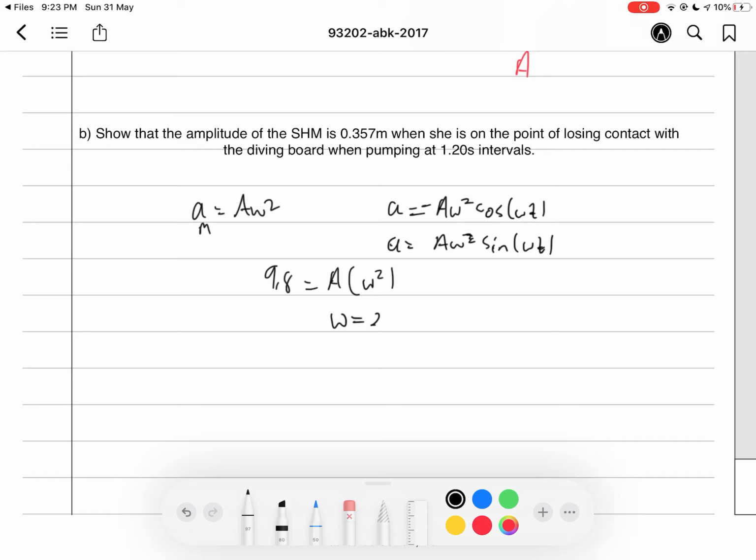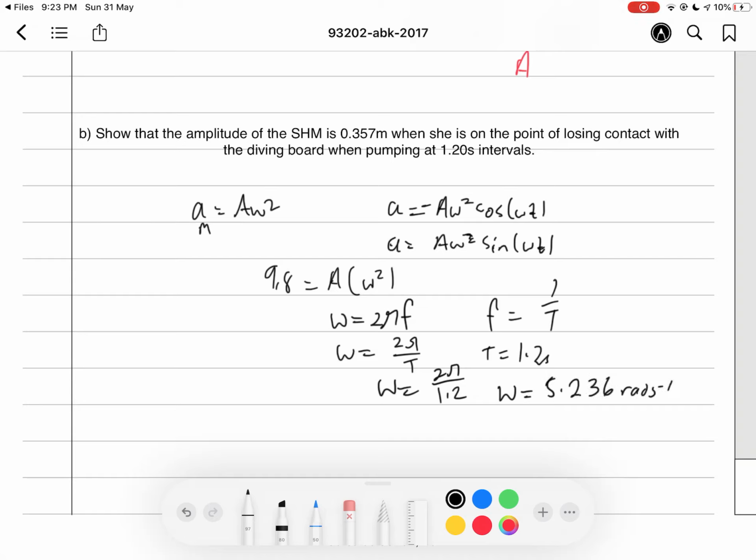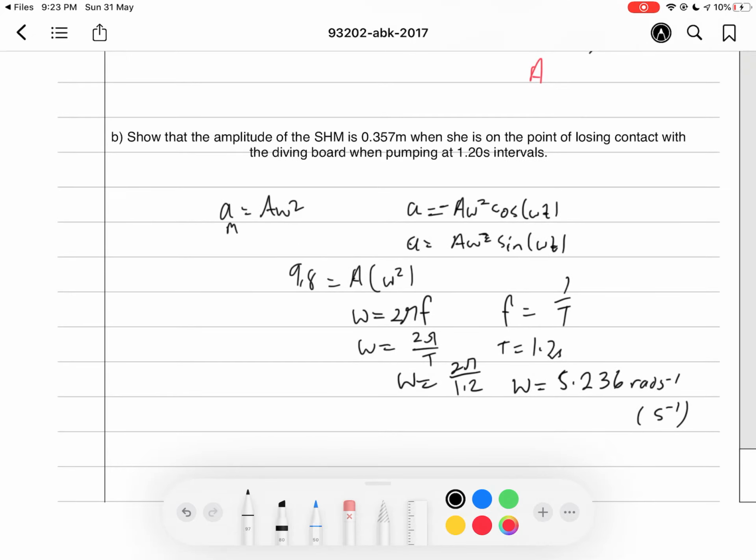However, we do know that omega equals 2 pi f, and we know that f equals 1 over T. So if we plug 1 over T in as f, we get that omega equals 2 pi over T, and we know T equals 1.2 seconds, so omega equals 2 pi over 1.2. That's about 5.236 radians per second, or you can just leave it as per second, it doesn't really matter. So omega equals 5.236 radians per second.